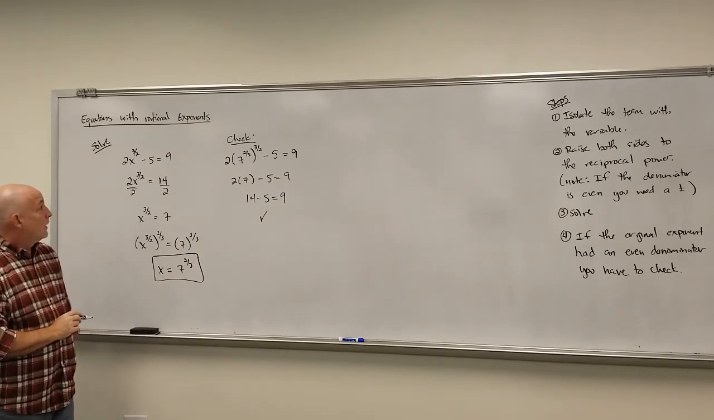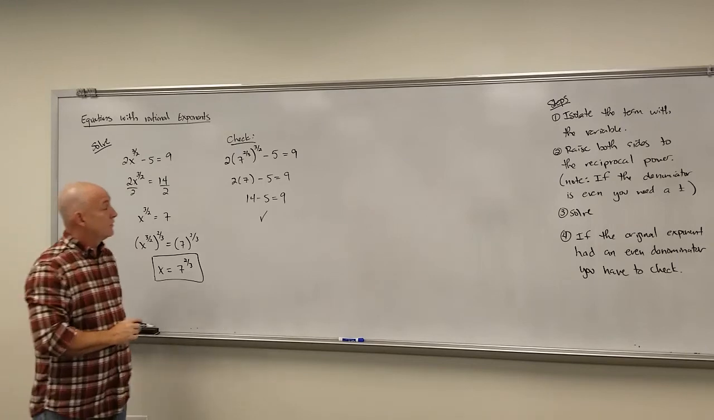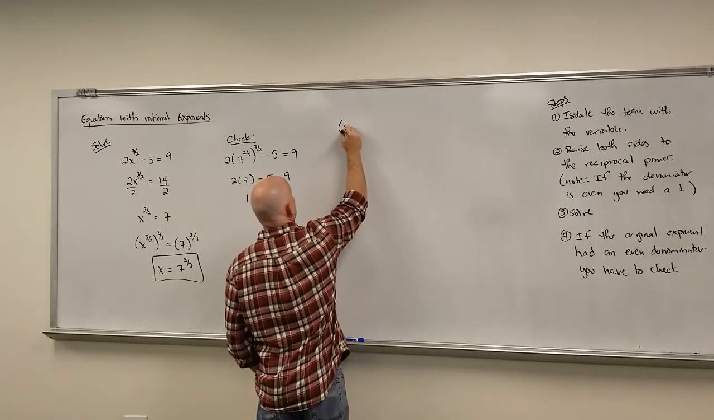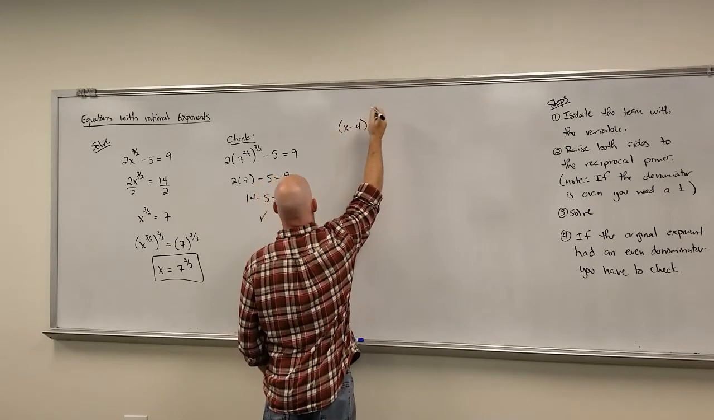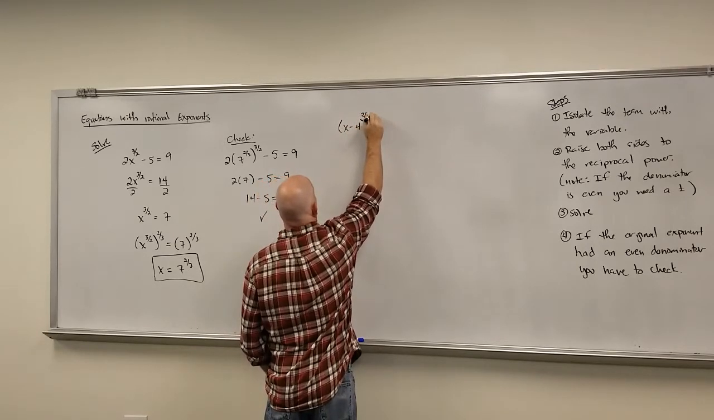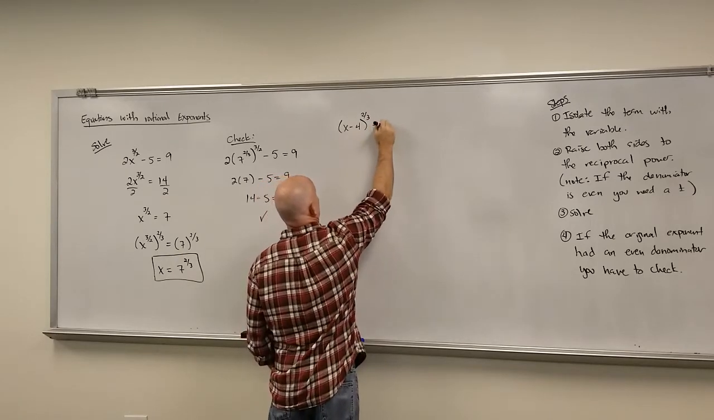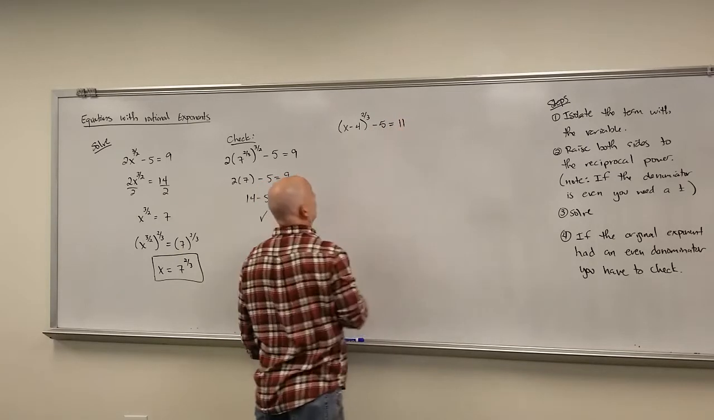All right, so let's try another one here. Let's move it over here. I think we might have enough room. What if I have x minus 4, let's just do to the 2/3 power, minus 5 is equal to 11.